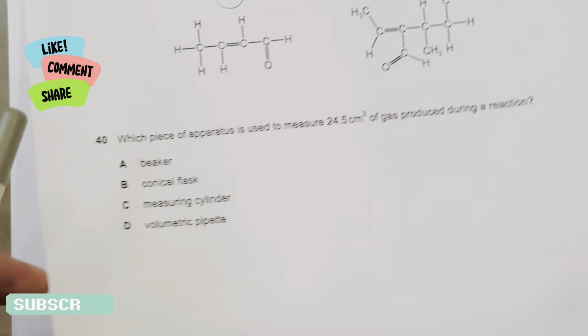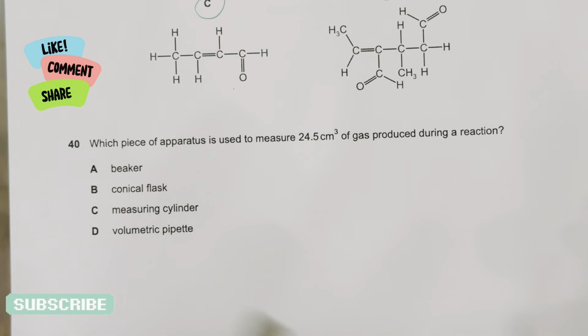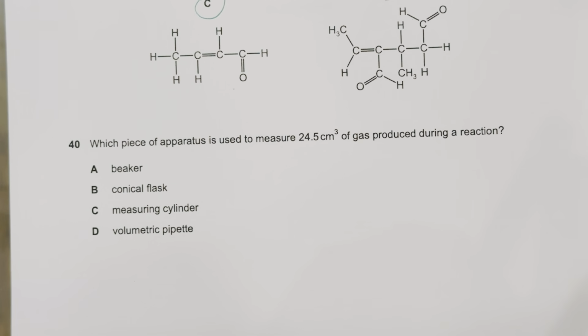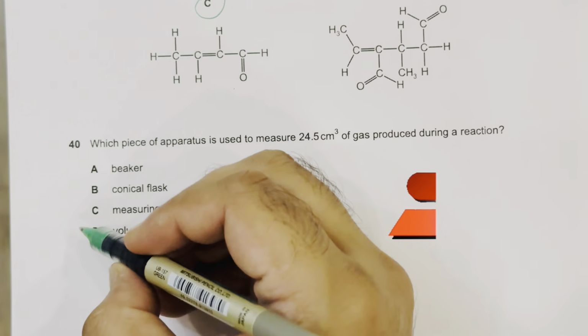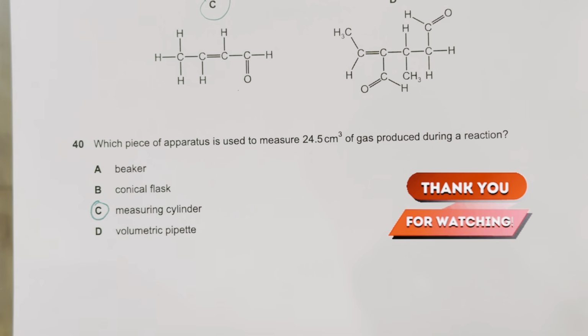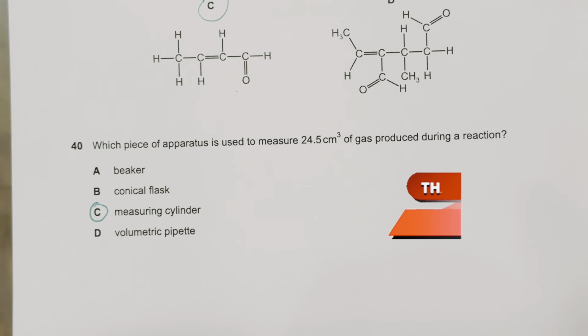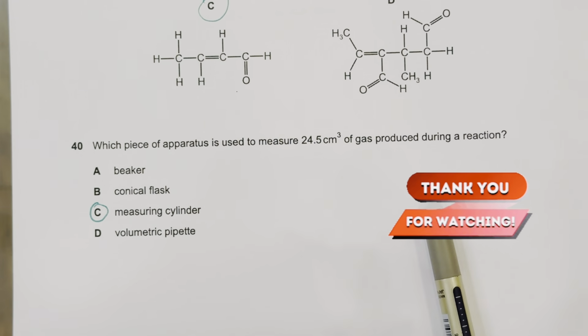Moving to the last question of our paper, question number 40. Which piece of apparatus is used to measure 24.5 cm³ of gas produced during a reaction? We know that this can be measured easily by a measuring cylinder, so we're going to choose the measuring cylinder from the given options. Also, this was a theoretical MCQ paper. There was no chemical calculations required, and there was no question of moles directly, so we don't have to calculate.